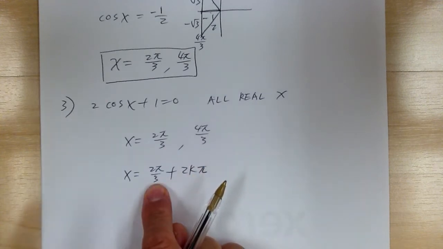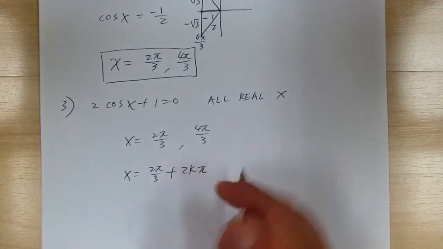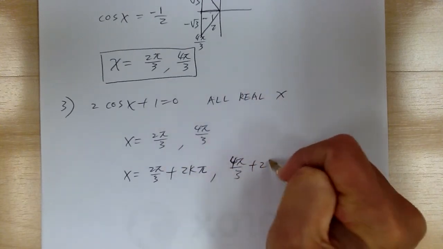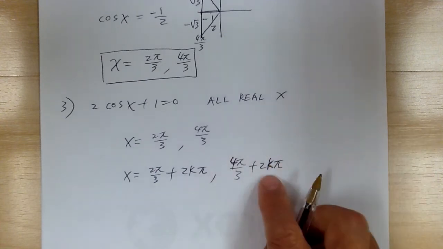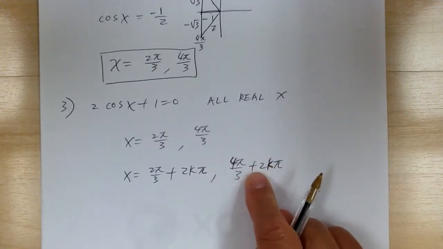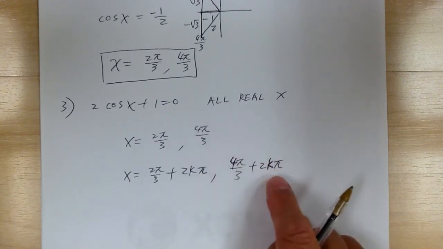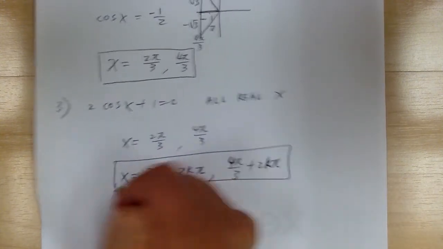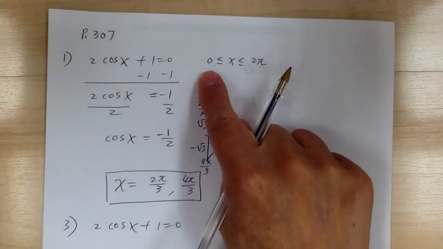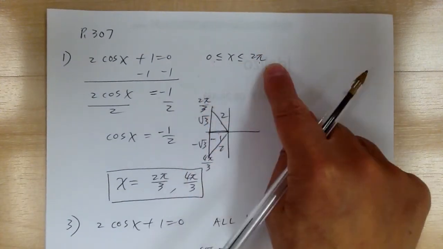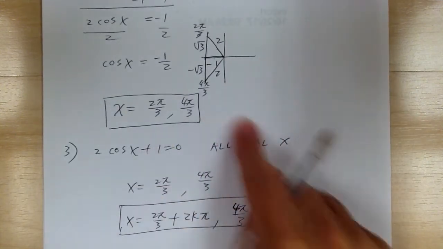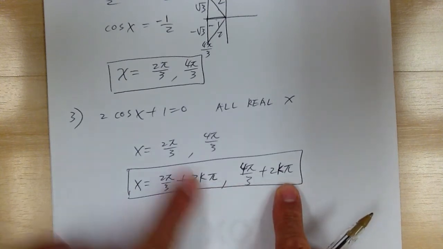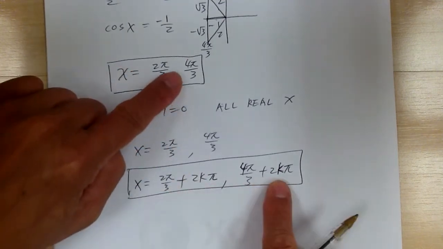So again, this is your basic answer, and you can go around the circle. And for this one you got 4 pi over 3 plus 2k pi. Again, k is how many times you go around the circle, and 2 pi is the amount for one circle. And so this is the answer for number 3. So that's the difference between the two. This one is only for the first circle from 0 to 2 pi. This one you can go around the circle an infinite number of times, and therefore you're going to have this part over here. So make sure you understand this part.